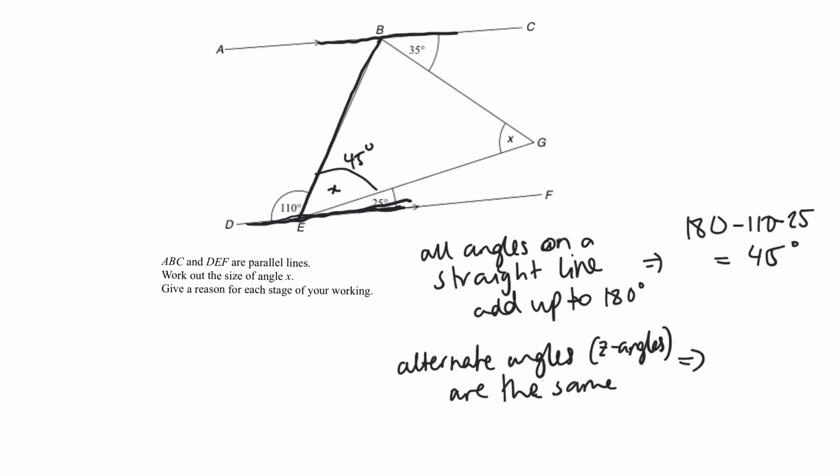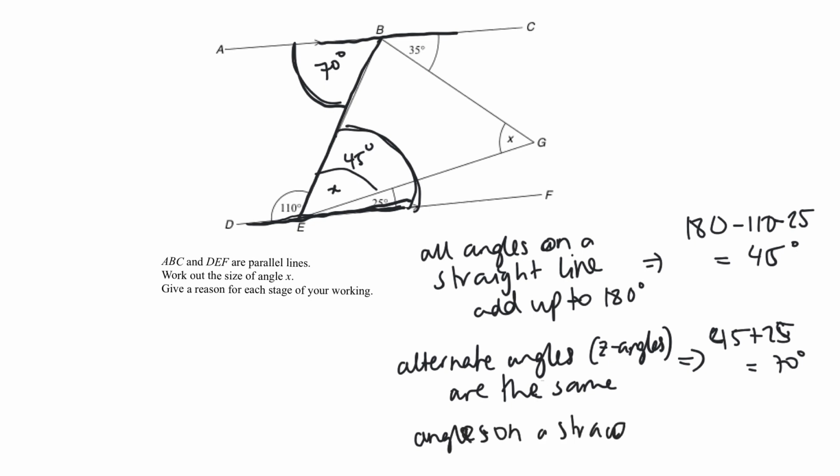So then that means that that angle here is the same as this angle here. So remember, that big angle is the 45 plus the 25. So 45 plus 25 is equal to 70. So that would also be 70 degrees. And then again, angles on a straight line add up to 180. So then that would help you to work out what this angle is. So then 180 minus 70 minus 35 would leave you with an answer of 75 degrees. So now we know that that's 75 degrees.